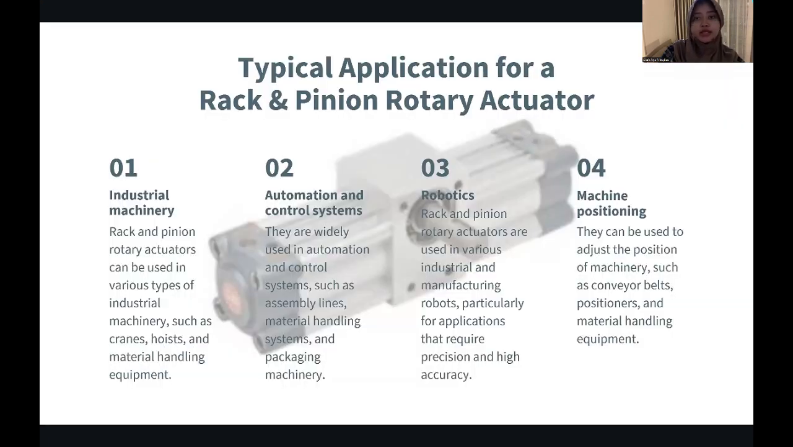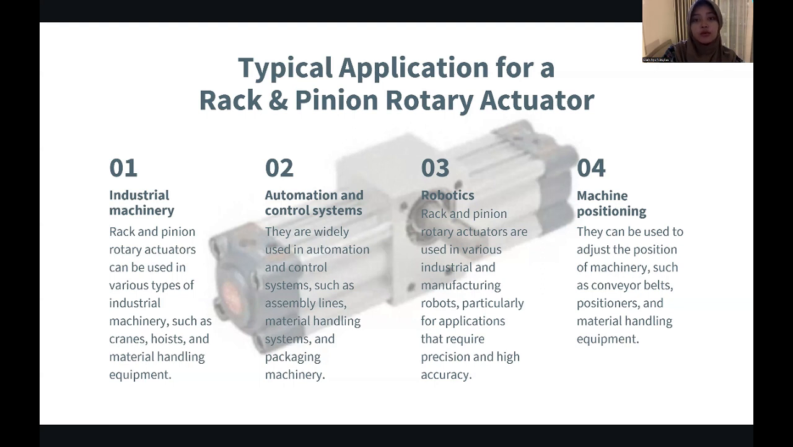Typical application for a rack and pinion rotary actuator. First, industrial machinery can be used in various types of industrial machinery such as crane, hoist, and material handling equipment. Second is automation and control system. They are widely used in automation and control systems such as assembly line, material handling system, and packaging machinery.